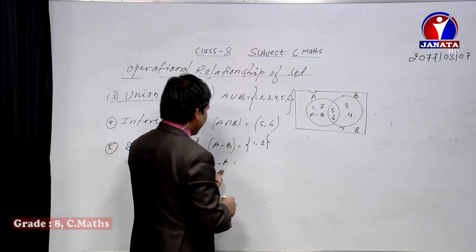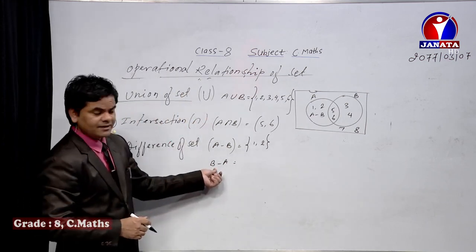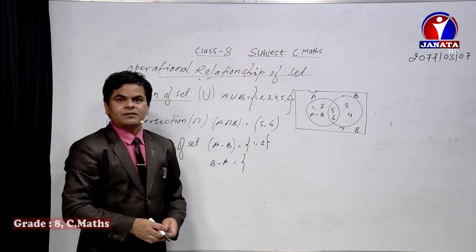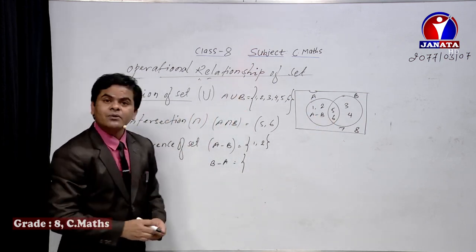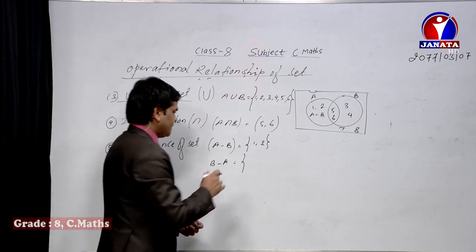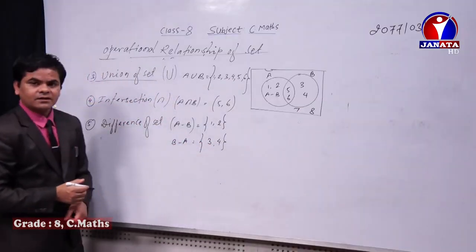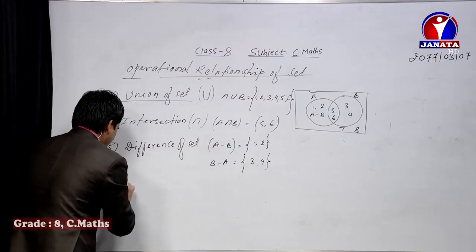Now, if you have to find out the elements of B difference A, what do we do? Of course, we take the elements of B only. That means the pure elements of B. 3, 4. And now another one is complements of set.